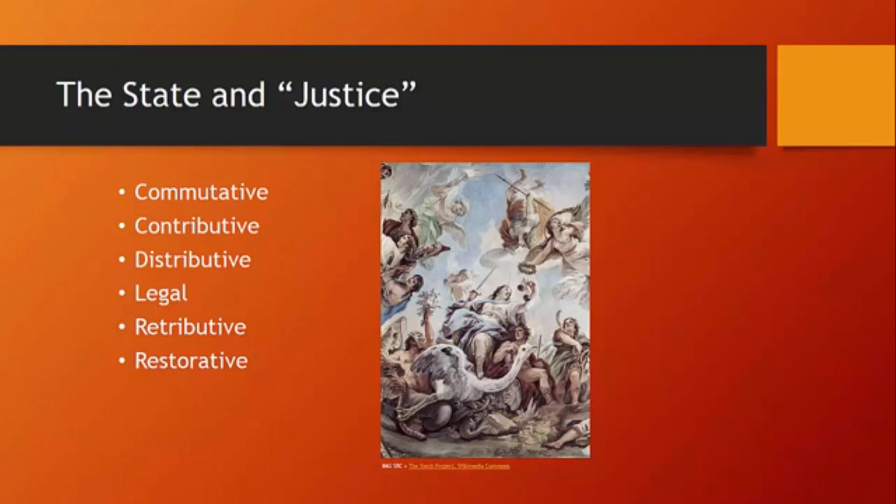Legal justice, which is the rights and responsibilities of citizens to obey positive laws promulgated by the sovereign, to honor each other's rights and the rules that protect the peace. Retributive justice, which is the idea that if you have broken the law, there's some kind of retribution or punishment, and what should that be?